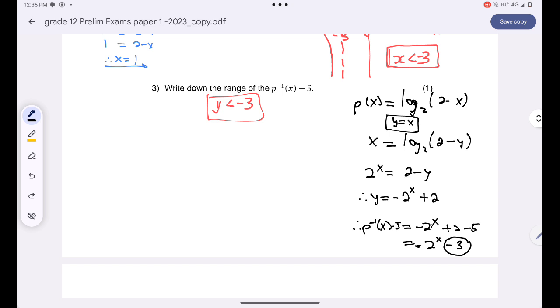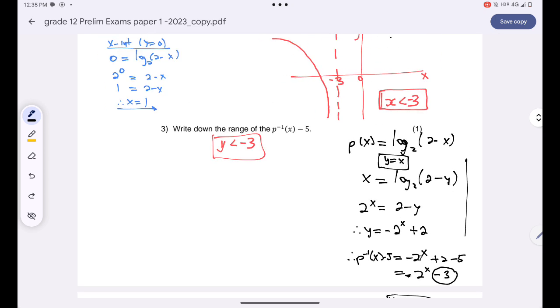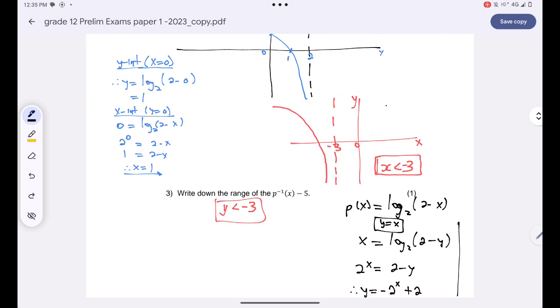And since the graph will be below the asymptote, that's why the range will simply be y is less than negative 3. You could have done this just for 1 mark, or just translate your original graph to the left and then find the domain of your graph. Just know that the domain of your graph will be equal to the range of your inverse graph.